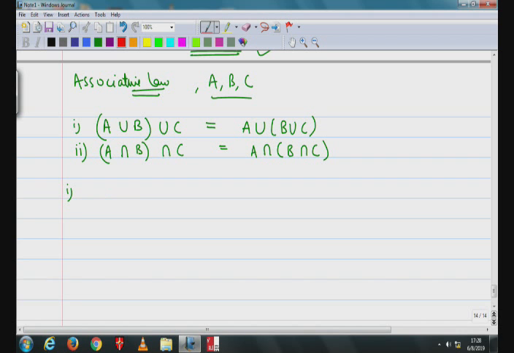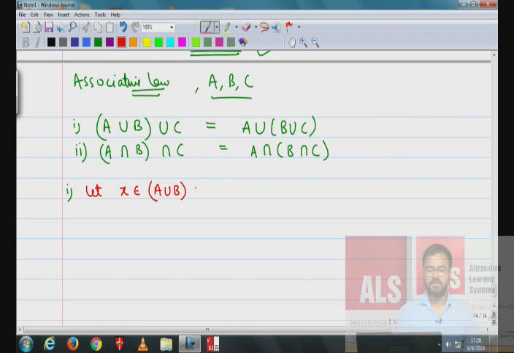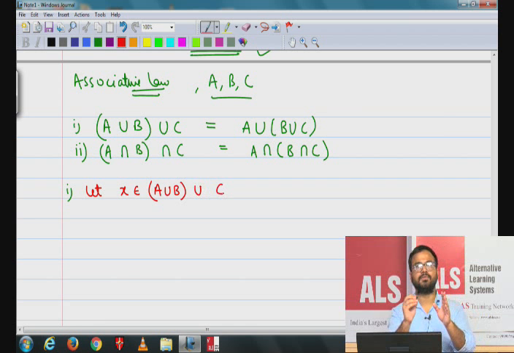So we will prove the left hand side is a subset of the right hand side and the right hand side is a subset of the left hand side. So how can we prove it? Let X belong to A union B union C. First we will assume that X is an element of this, and we will prove that X is also an element of the right hand side. Then only can we say these two are subsets.